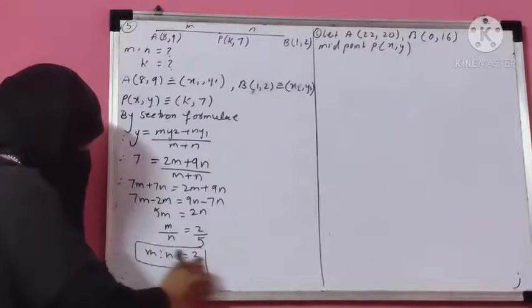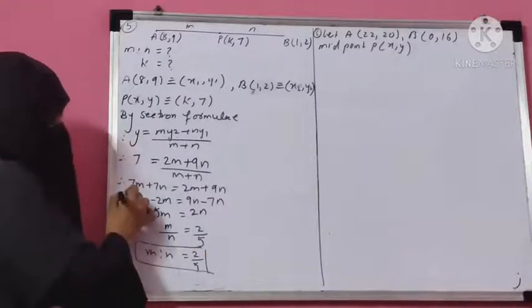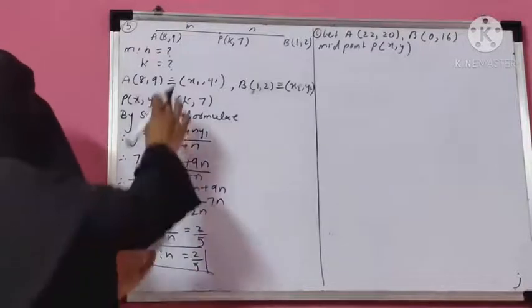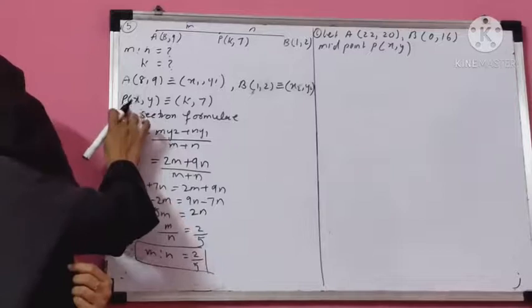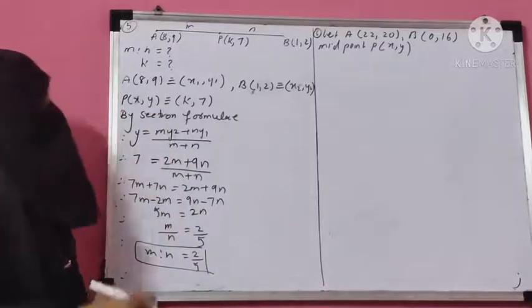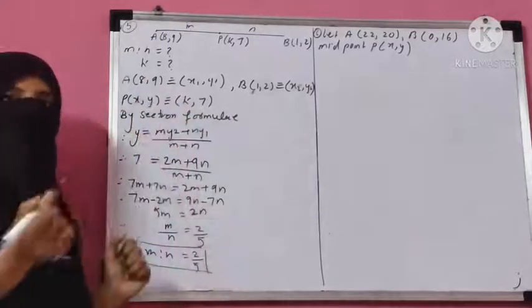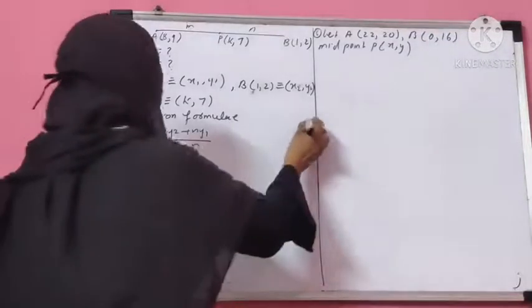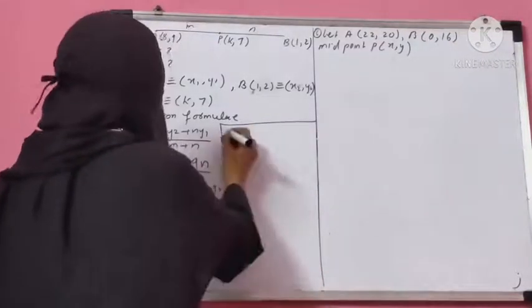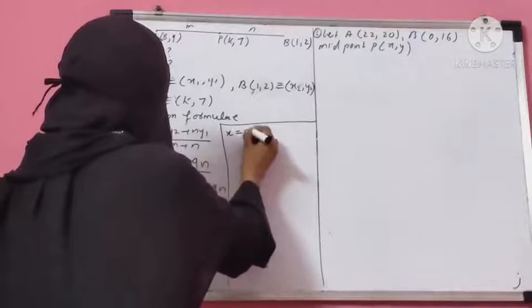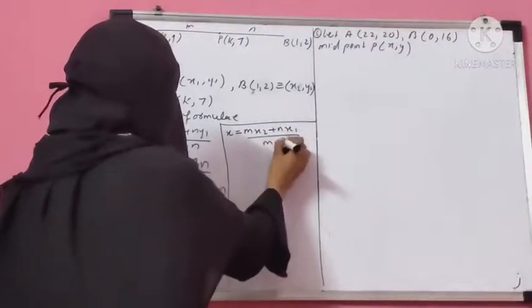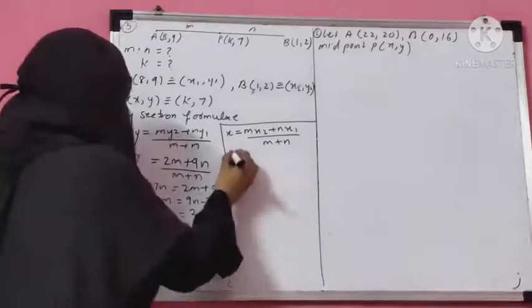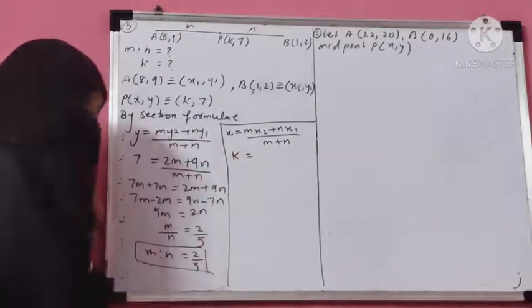Here we find the ratio in which this point P divides the segment. Then we have to find the value of K. K is the x coordinate of point P, and point P is the section point. So to find the value of K, use the x coordinate formula. The x coordinate formula is (mx2 plus nx1) divided by (m plus n). So the x coordinate here is K, that we have to find.